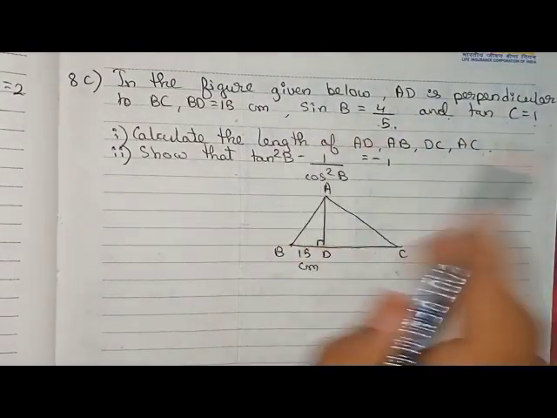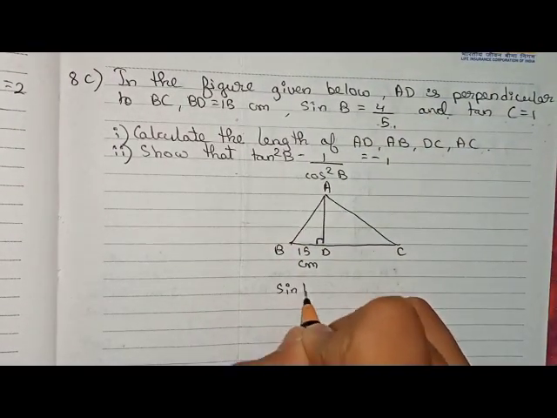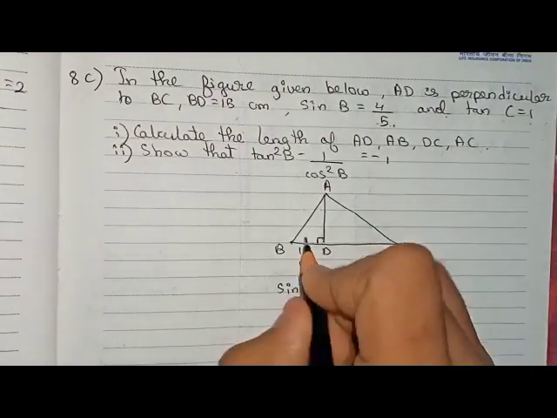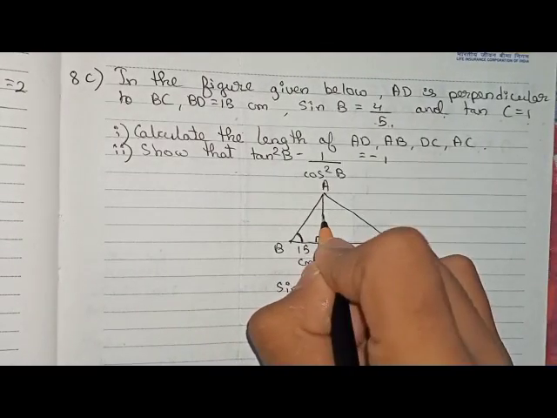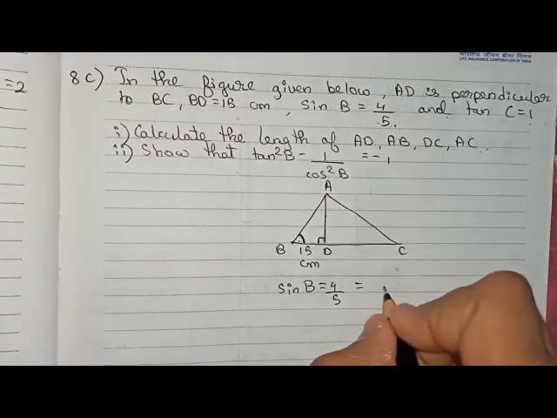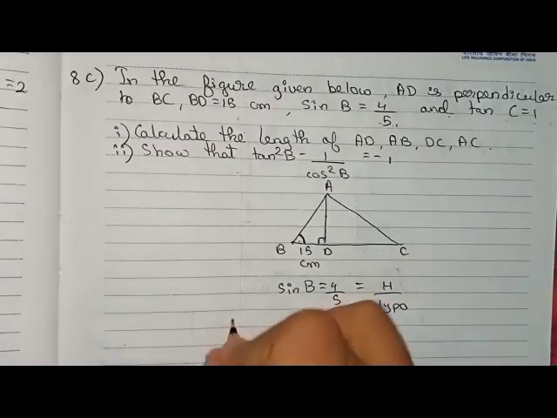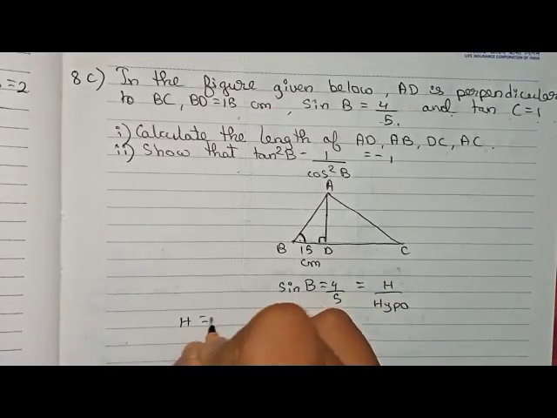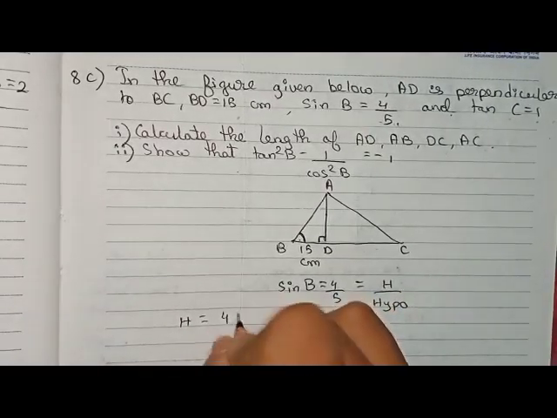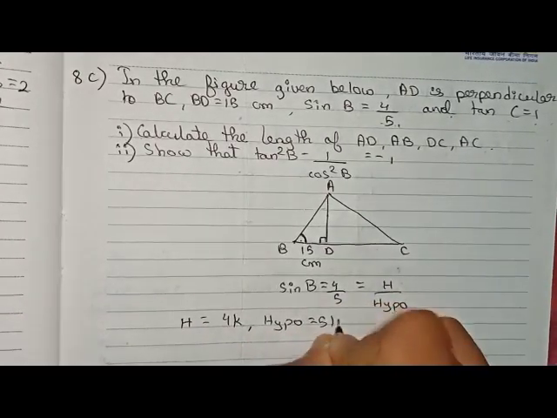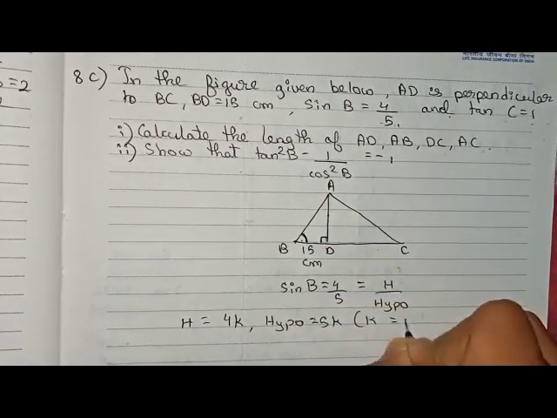So here first it is given sin B is equal to 4 by 5. So sin B, here is B. So this means this side and this side is given. So height by hypotenuse. So let height be equal to 4k and hypotenuse be equal to 5k. k is a positive real number.